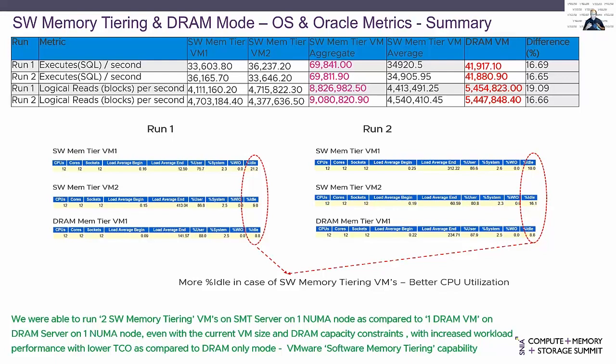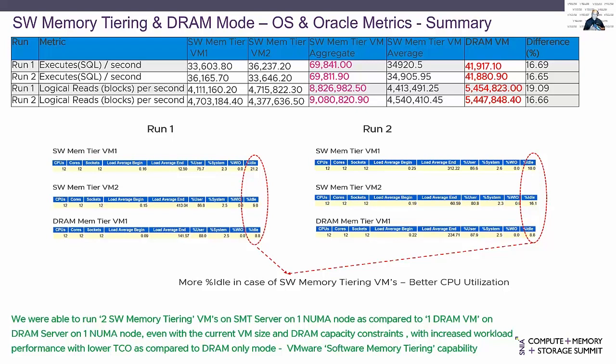Again, looking at the test results here, we were able to run 2 such virtual machines on the software memory tiering server. Again, we were running it on one NUMA node. But keep in mind, even though the NUMA node had 384 gigs of DRAM, it had 768 gigs of tier 2 memory, which means it had a lot more than what the DRAM server had. Which means even if I do that NUMA affinity to NUMA node 0, I am able to run 2 virtual machines as compared to running 1 such virtual machine on the DRAM server.